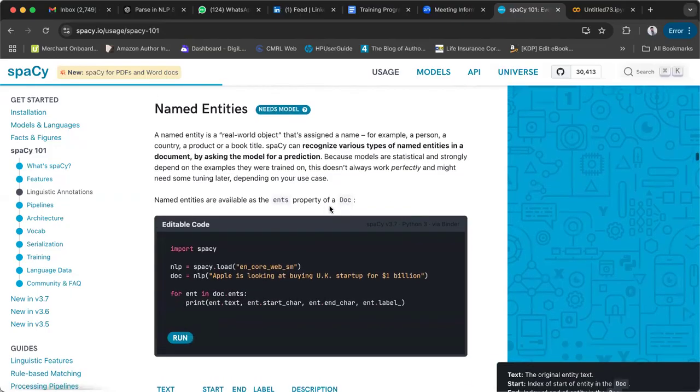Okay, right. Now, named entities. A named entity is a real world object that is assigned a name. For example, a person, a country, a product. spaCy can recognize various types of named entities in a document by asking the model for a prediction. Because models are statistical and strongly depend on the examples they were trained on, this doesn't always work perfectly and might need some tuning later, depending on your use case.